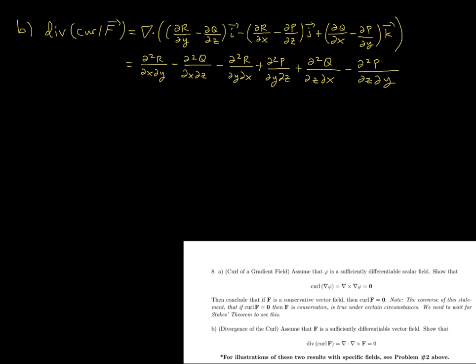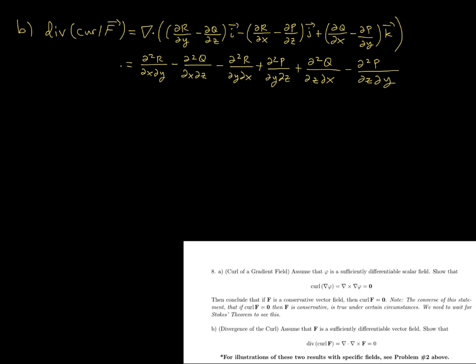All right, so if I go ahead and just expand, I'm going to take the x derivative of the i component. So that's going to give me the xy derivative of R, and then the xz derivative of Q. And then here, I'm going to take the y derivative of the j component. So I'm going to get the yx derivative of R there, and the yz derivative of P there. And careful there with the signs, of course, because we have that negative in front of the j component. And then for the k component, I'm taking the z derivative. So I'll get the zx derivative of Q and the zy derivative of P.